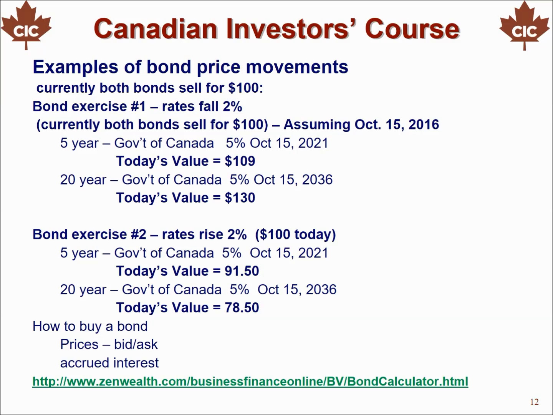So how do you buy a bond? Well, you look at the prices. There's a bid and an ask spread, just like there are with stocks, and you have to account for accrued interest. If you want to know a little bit more about this, again, talk to your trusted wealth provider, or go to zenwealth.com. There's a link on page 12.